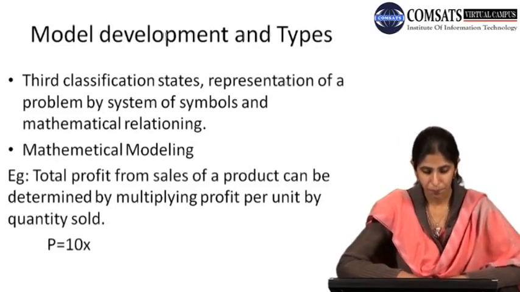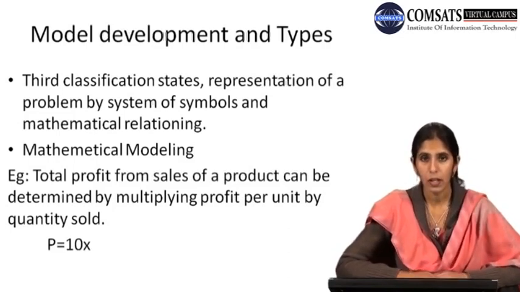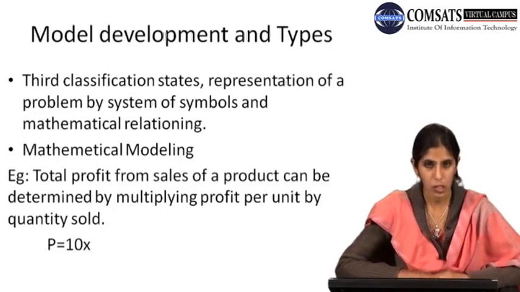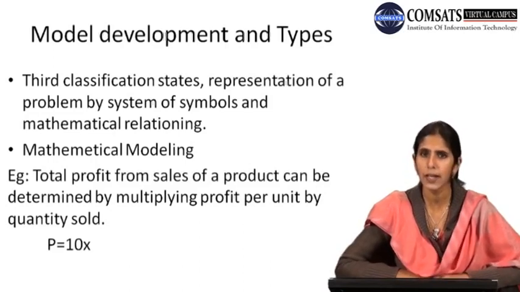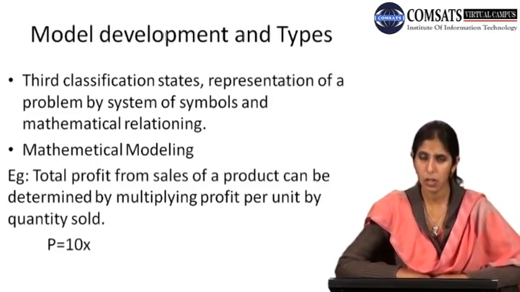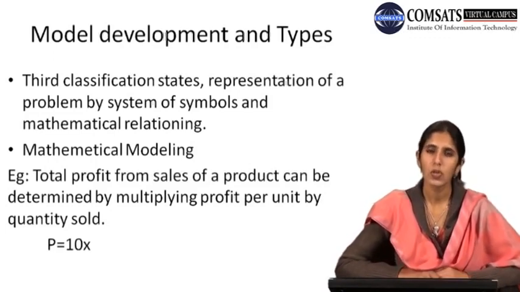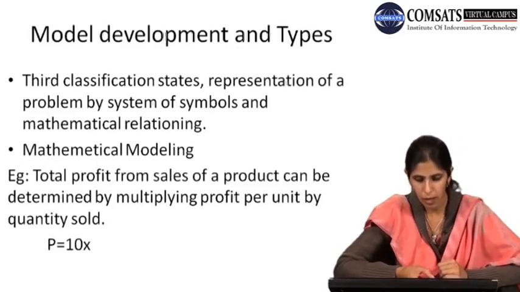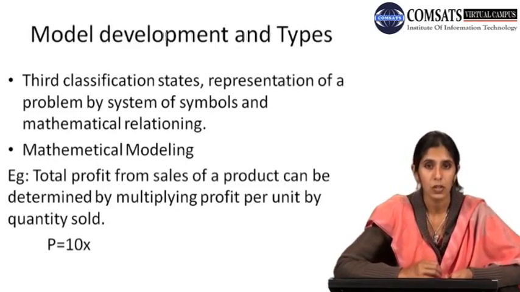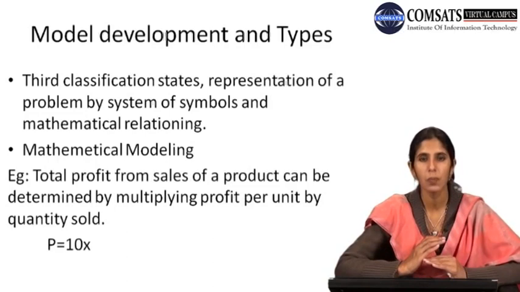Similarly, if you apply it on a business, as the example states, the total profit from sales of a product can be determined by multiplying profit per unit by quantity sold. If you know two figures, the production and the quantity sold, then you can easily analyze that if sales are this much, then what is the profit. So if you are talking about generating information from production and sales, the information you are getting is in the form of profit, that is how much profit is generated from the sales of this much produced product.